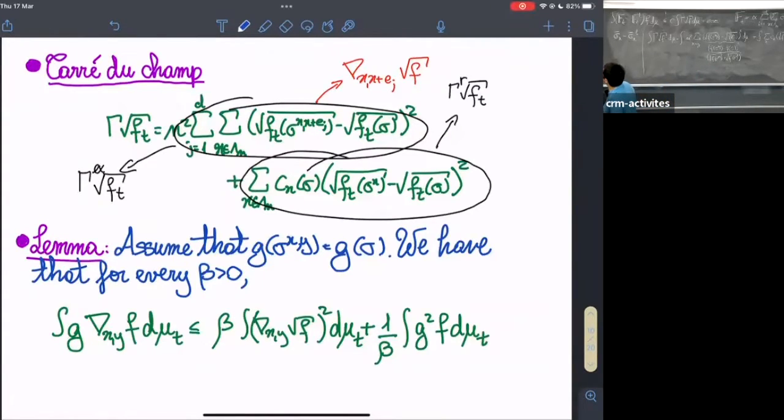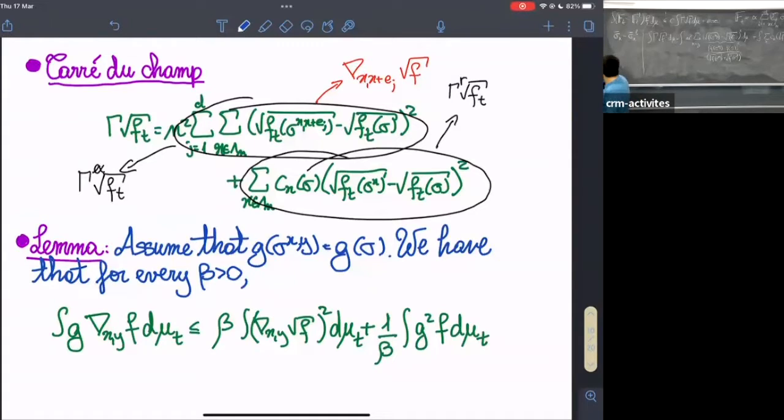Okay, so this is the expression for the Carré-Duchamp. There are two terms, one that comes from the exclusion part of the dynamics, and another one that comes from the reaction part of the dynamics. So I'm going to use this notation nabla, which is pretty natural, to denote these differences. And now we have this lemma. This lemma is very easy to prove. It's just Cauchy-Schwarz, no? It's weighted Cauchy-Schwarz. So you use beta as the weight. And there should be a beta over 2 and 1 over 2 beta.